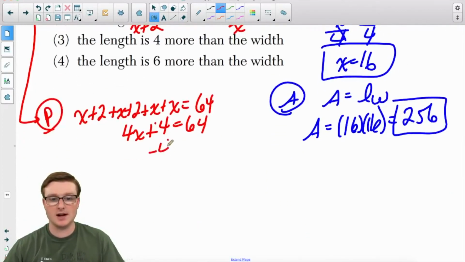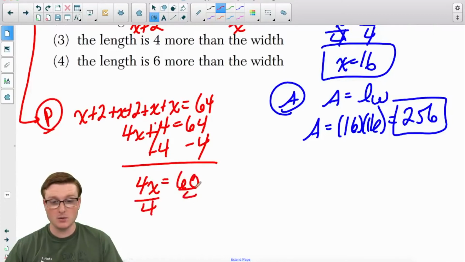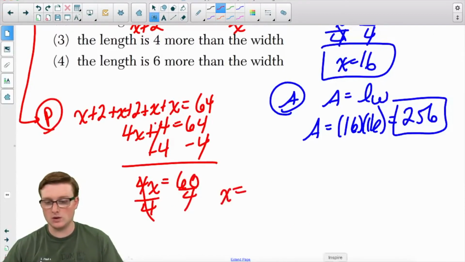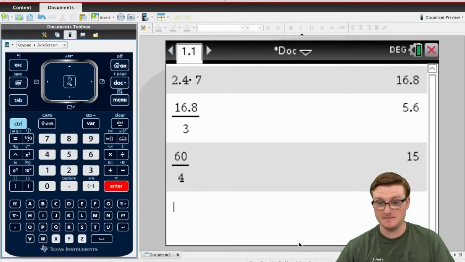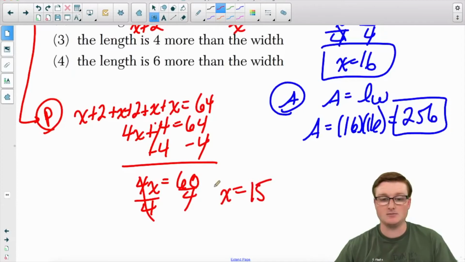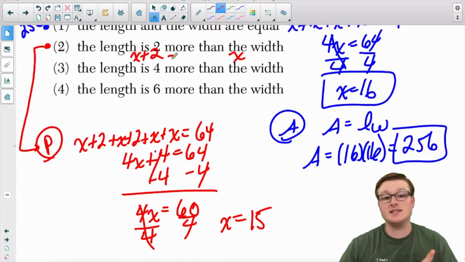Now we are going to subtract the 4 on both sides, and we get 4x is equal to 60. Divide by 4 on both sides, and then you get x is equal to, let's see, I believe that's 15. 60 divided by 4, that's 15. Great. Now, that's the width, and the length is going to be 17. So the length is 17, the width is 15.